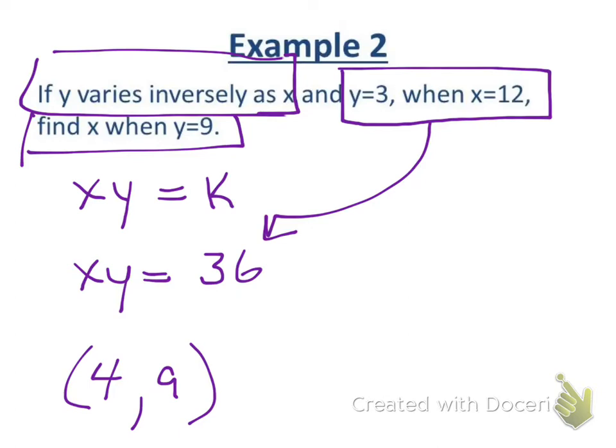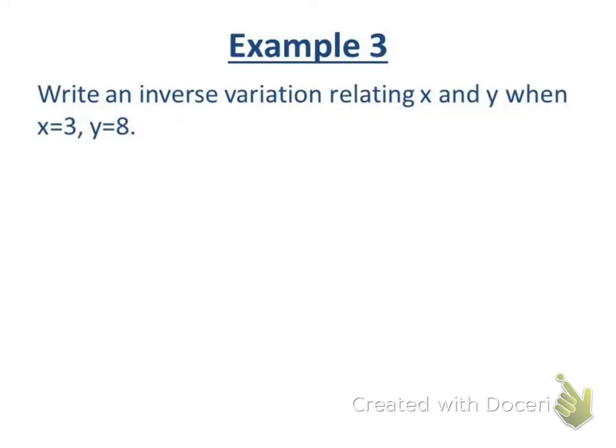Find x when y equals 6. In this inverse variation, we have to multiply x and y to get 36. So inverse variation, and I know this seems really easy to you guys right now. But when you're looking at a problem on a test, problem number 6 is talking about direct variation, problem number 7 turns around and talks about inverse variation. It gets very confusing. Okay? So make sure you know how to distinguish between the two. Write an inverse variation relating x and y when x is 3 and y is 8.